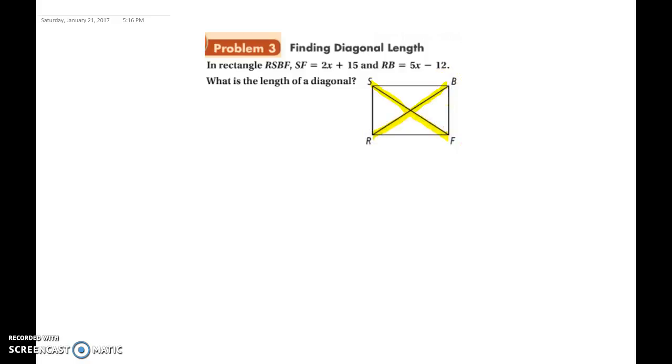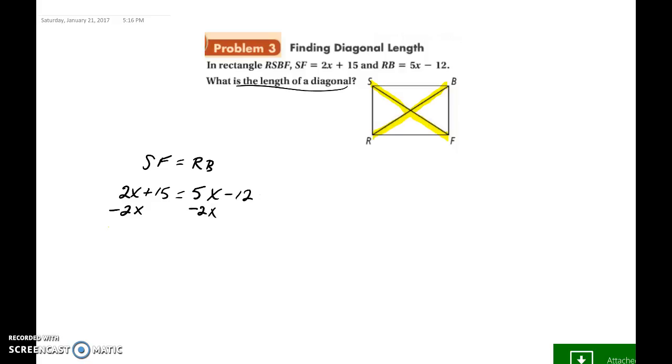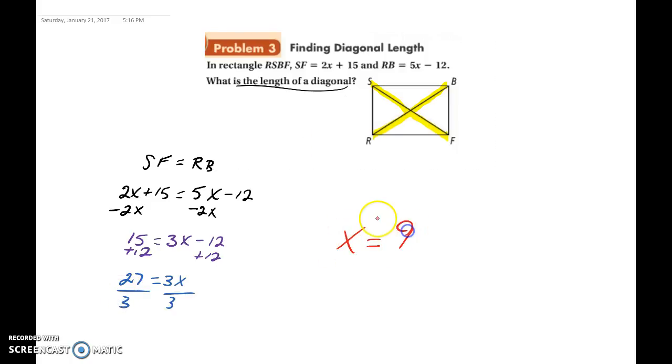Since we know it's a rectangle, we know that the diagonals are congruent. So that means SF is equal to RB. It asks, what is the length of the diagonal? So we substitute: 2x plus 15 is equal to 5x minus 12. We subtract 2x from each side, so we get 15 is equal to 3x minus 12. We add 12 to each side, and we get 27 is equal to 3x. Divide each side by 3, and x is equal to 9.